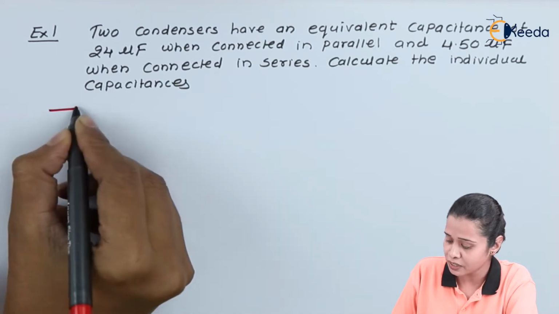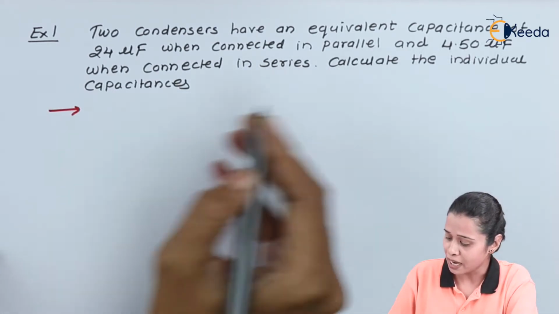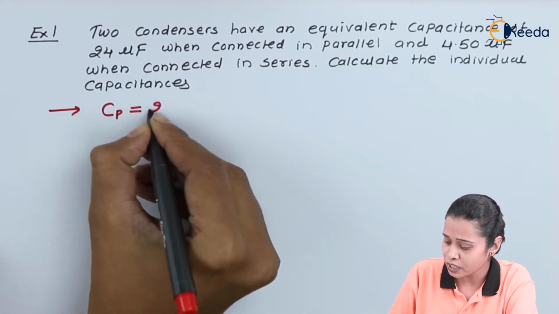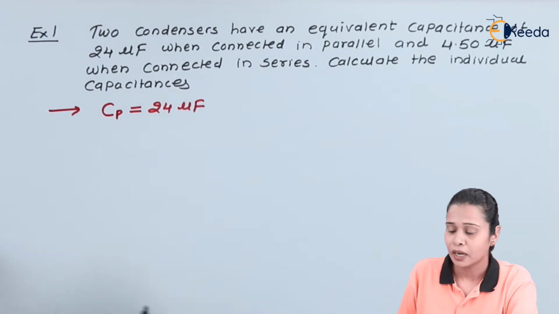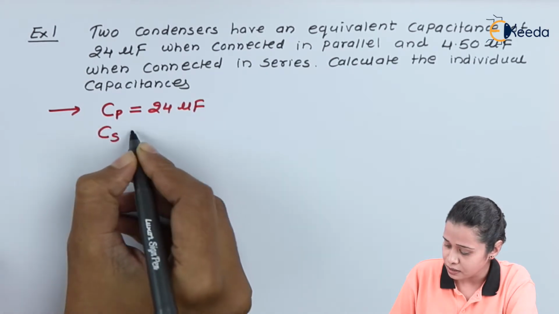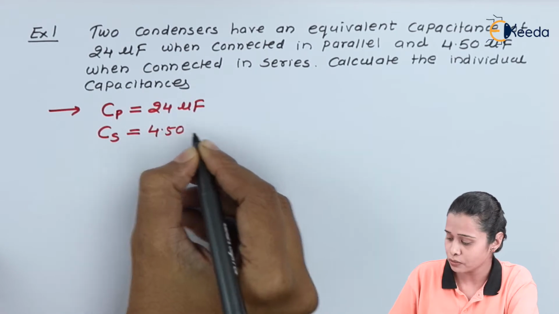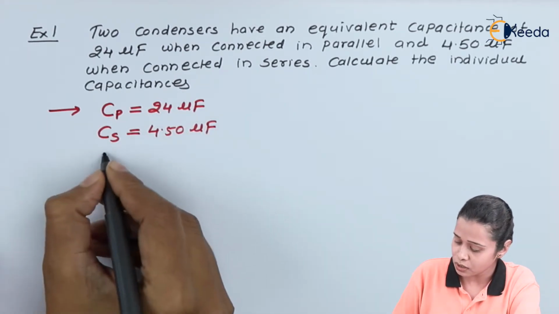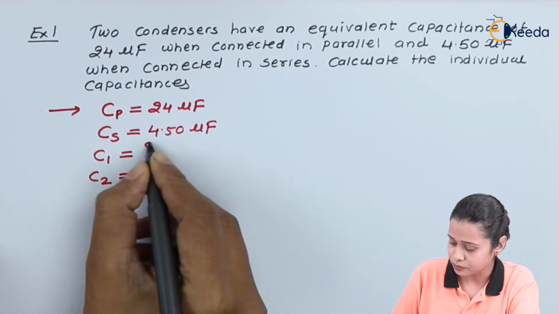Now we'll start with the given quantities. Capacitance connected in parallel means CP is given, that is 24 microfarad. And when it is connected in series means CS is given, that is 4.50 microfarad. Here we have to find out two capacitances C1 and C2.